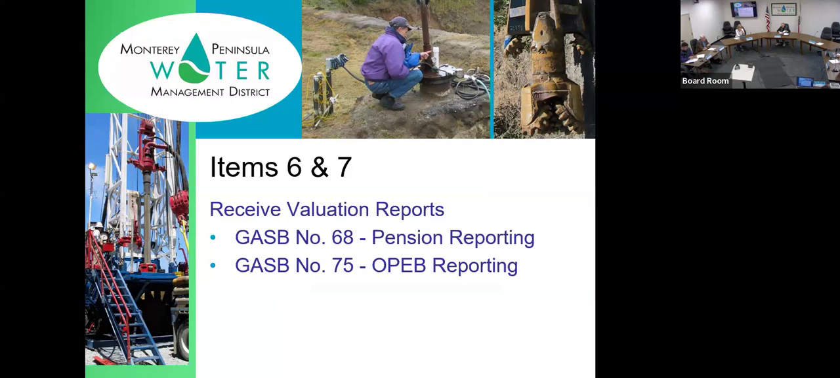So items 6 and 7 are both valuation reports. One is for pension and the other is for what's called other than pension employment benefits, or OPEB, and it's mostly retiree healthcare costs that we have. They're both prescribed by the Government Accounting Standards Board, or GASB. GASB issues guidelines on how to report this. And so we have to just follow that prescription, come up with a valuation report, and then book it according to how GASB is prescribing us.